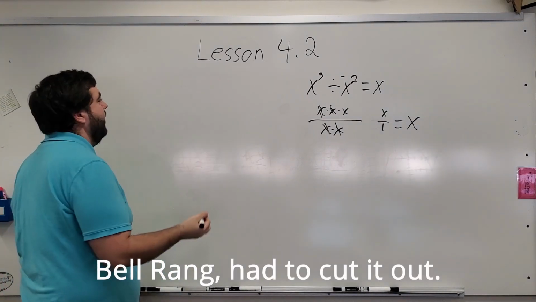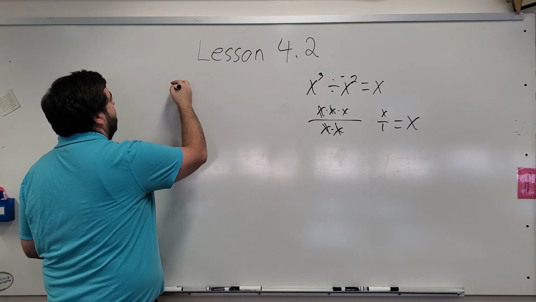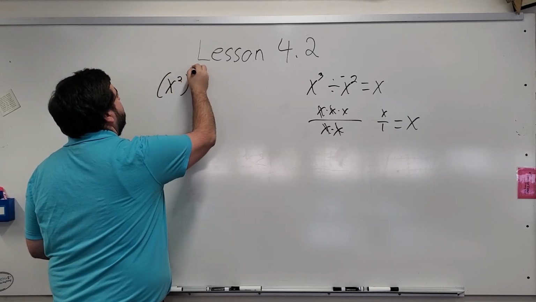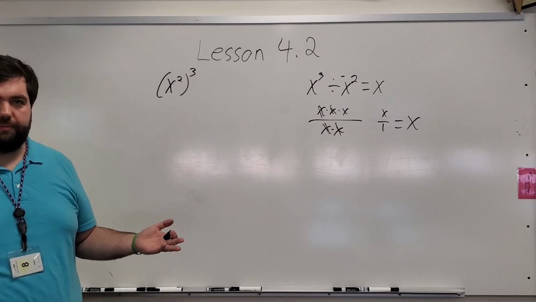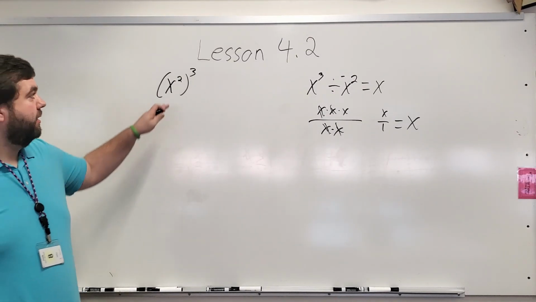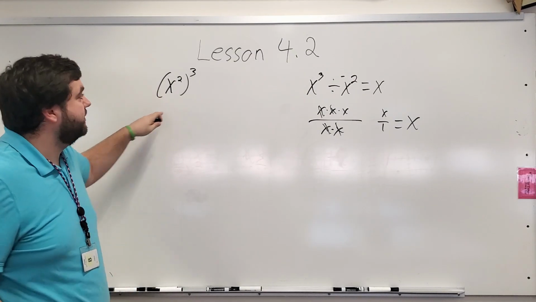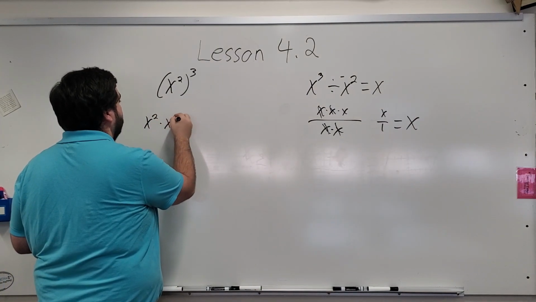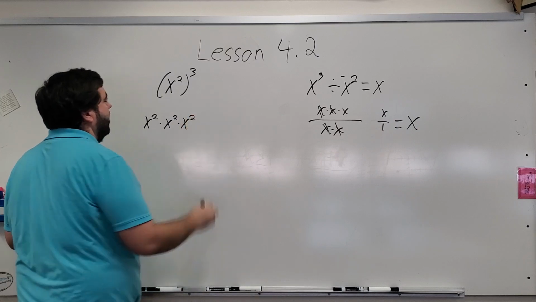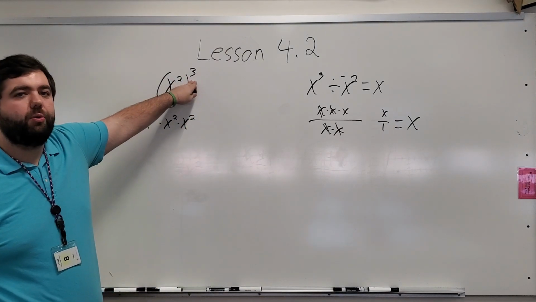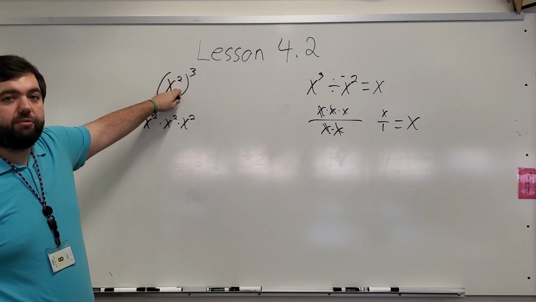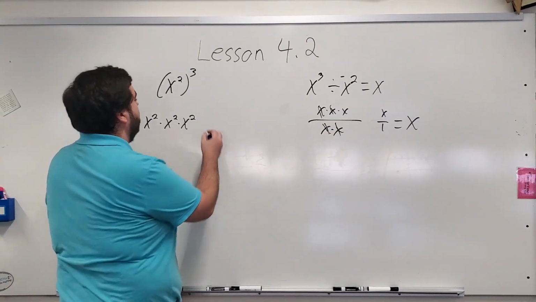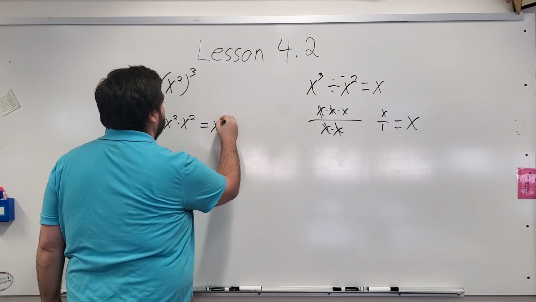Next, about the power rule. And what that's saying is x squared raised to a power. And let's just say 3, okay? So what this is saying is really x squared times x squared times x squared, right? Because raising something to a power is really just repeated multiplication. So x squared times x squared times x squared equals x to the 6th.